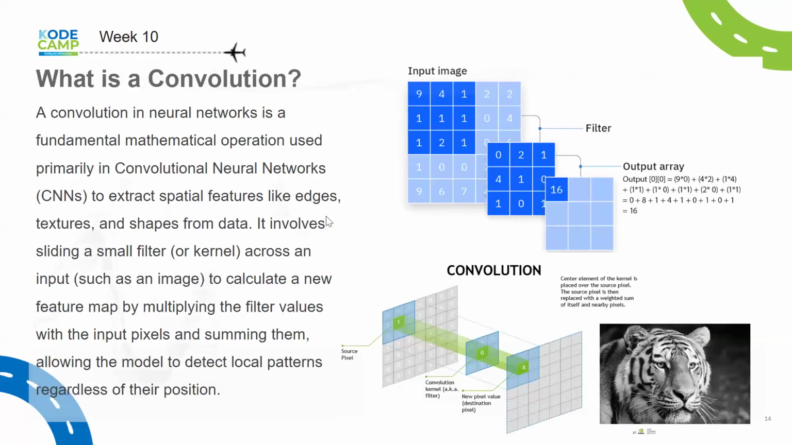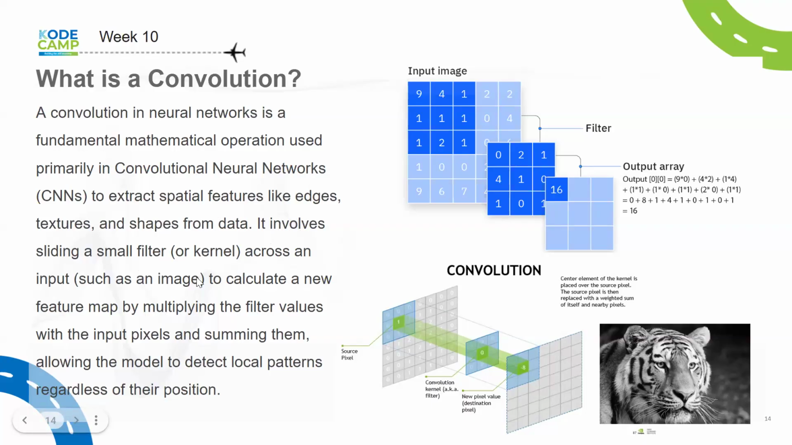So the foundation of all of this is the convolution, right? What is the convolution? A convolution, like I said, is a foundational, fundamental mathematical operation. And you will really only hear of convolution in the convolutional neural network. That's why it's called a convolutional neural network. It's a mathematical operation that is used to extract spatial features like edges, textures, and shapes from the data. And it involves sliding a small filter or kernel across an input, such as an image, to calculate a new feature map.